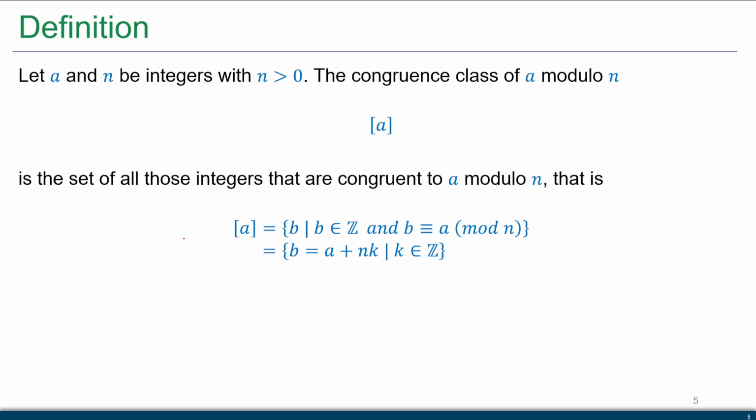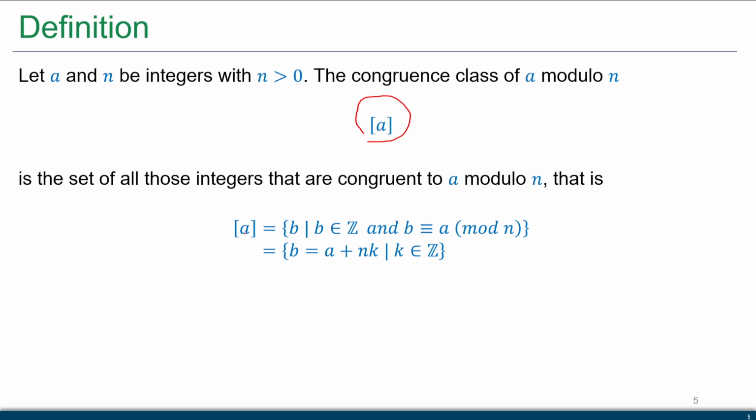All right, so for this definition here, let a and n be integers with n greater than 0. So the congruence class of a modulo n, which we define using the notation here, in square brackets just a, is the set of all those integers that are congruent to a mod n. So what do I mean by that?